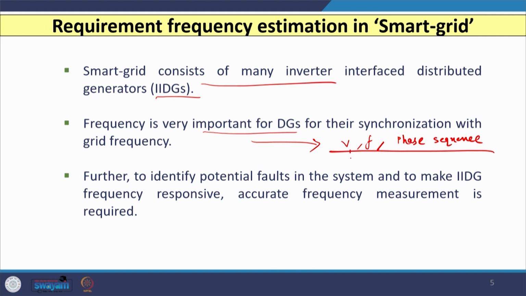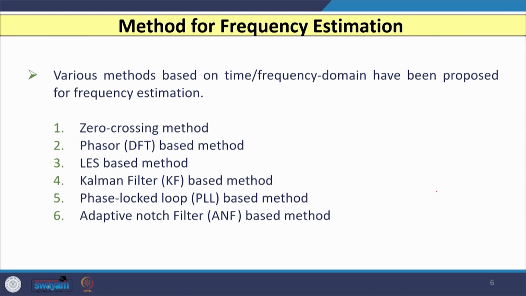Maybe they may talk about the deviation in voltage, delta V, the deviation in frequency, delta F, and phase sequence. So, when we want to integrate any distributed generators or renewable energy sources with the grid, these three parameters are very important. Now, if we wish to identify faults in the system, and if we want to make our IIDG frequency responsive, then accurate frequency measurement is required. So, let us see how we can achieve this.